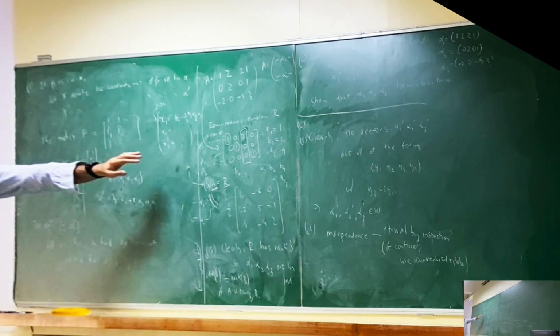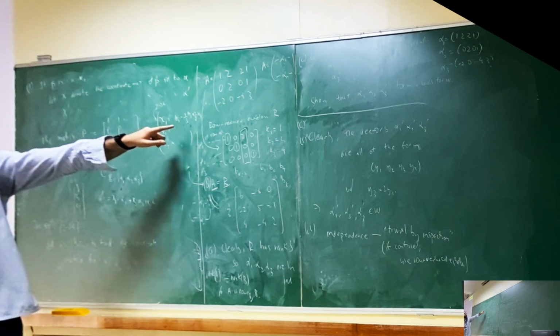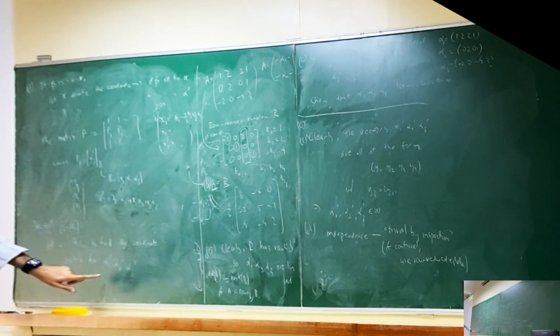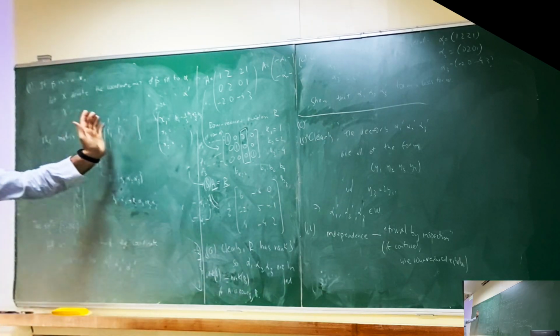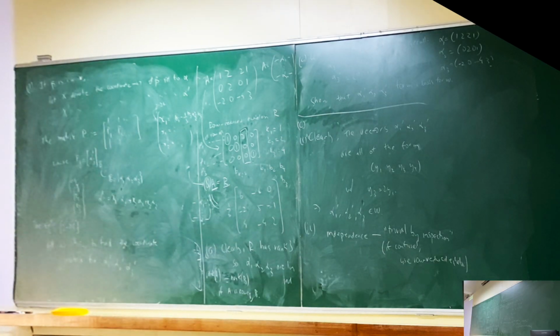And so you solve this for each one of the choices of alpha 1 prime. Okay, take a minute if this is not clear enough. So assuming this is clear.